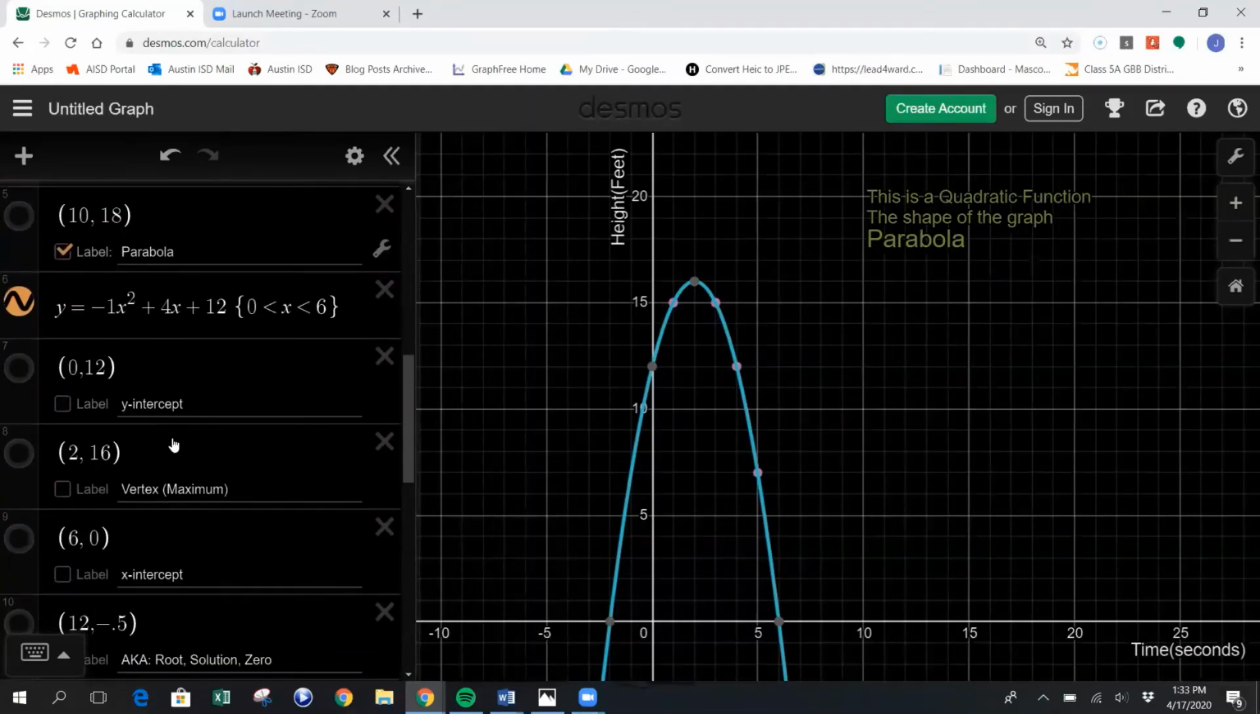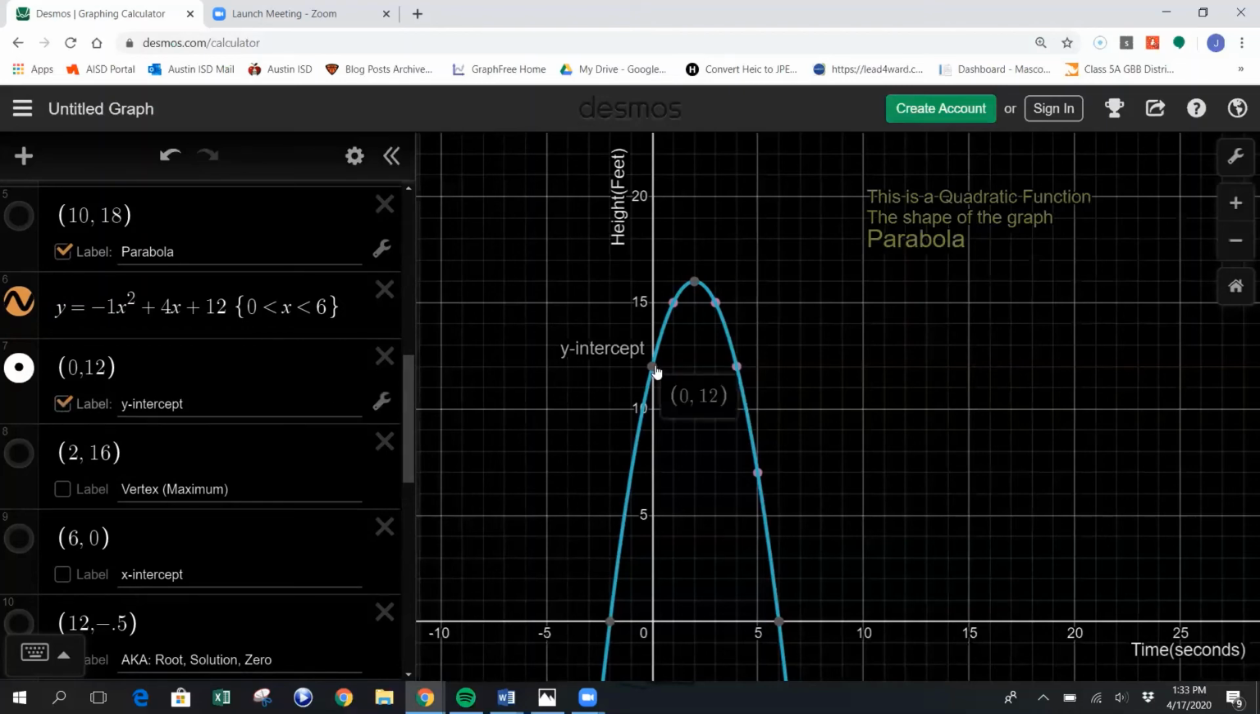Now, we're going to talk about some specific vocabulary that you need to know about quadratic functions. The first vocab word that we're going to go over is one you guys already know, and that's y-intercept. So the y-intercept for a line is just where the line crosses the y-axis. For a quadratic function, it's the same. The y-intercept is right here.